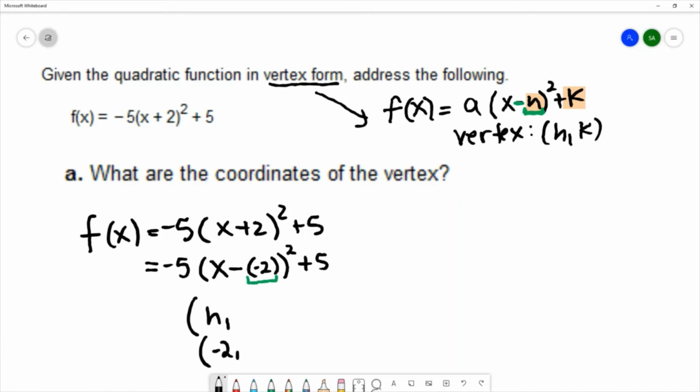Negative 2 is the x coordinate of the vertex. And then k is the y coordinate of the vertex. That's the number that's either added or subtracted on the end here. And that's our value of k. Our k is 5. And we have the vertex of our quadratic being the ordered pair negative 2, 5.